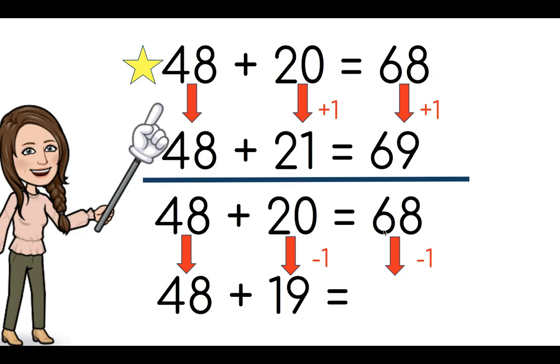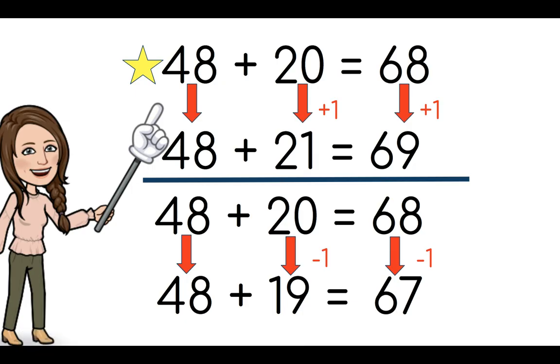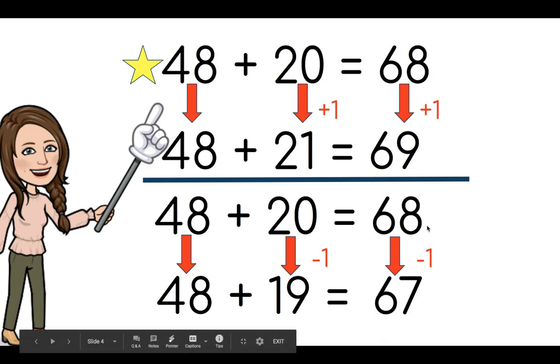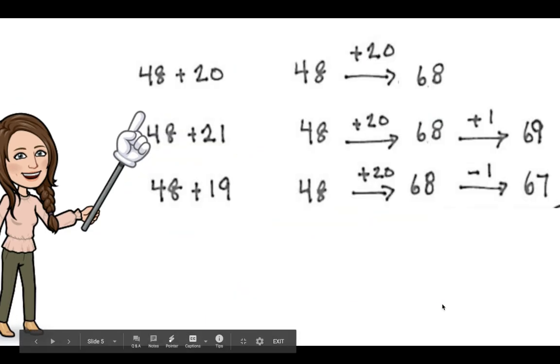That means if 68 was the answer to the first equation, the answer to the next one is going to be 1 less. Do you know what is 1 less than 68? If you said 67, you're correct. 1 less than 68 is 67. Using the equation we knew the answer to helped us solve one that we were uncertain about. Use what you already know.